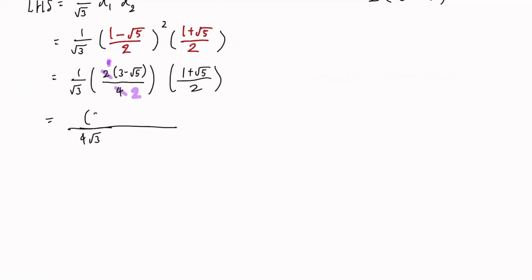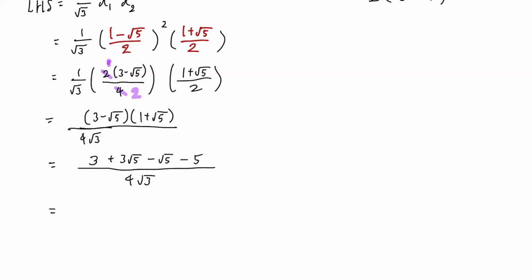Okay, 3 minus root 5 multiplied by 1 plus root 5. Let's simplify that. 3 times 1, 3. 3 times root 5, 3 root 5. Minus root 5 times 1, minus root 5. Minus root 5 times positive root 5, minus 5. Over 4 root 3. Simplify a bit more. I see that 3 root 5 minus root 5 becomes a 2 root 5. I see that 3 minus 5 becomes a negative 2. So I'll put it at the side here with a plus over 4 root 3.